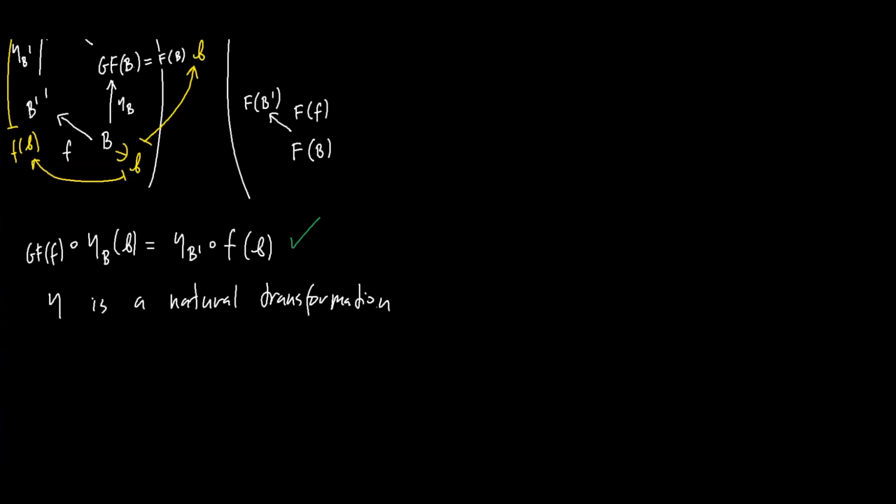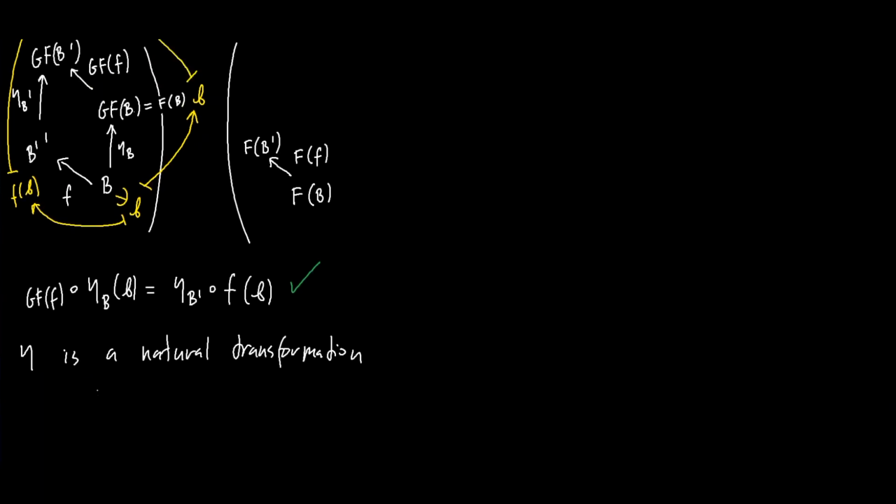Does anyone want to ask anything? Maybe some part of the argument wasn't clear. So it's a natural transformation from the identity functor of C to G of F, to G composed F, sorry.